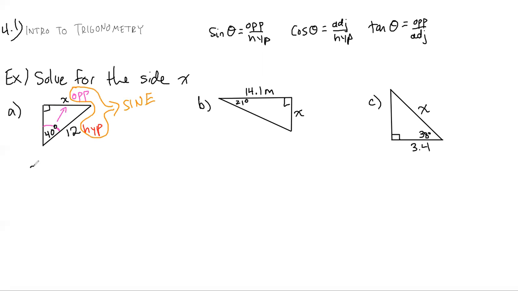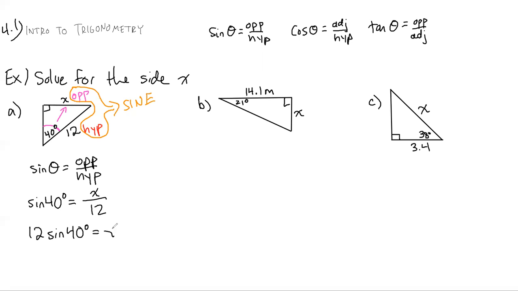I'll set up the equation. Sine theta is opposite over hypotenuse. Now plug in the things that I know. I have sine of 40 degrees is opposite, which is x. I don't know it, but I know what I want it to be as far as what's in that picture, over 12. And I should be able to solve for x by bringing the 12 up to the other side.